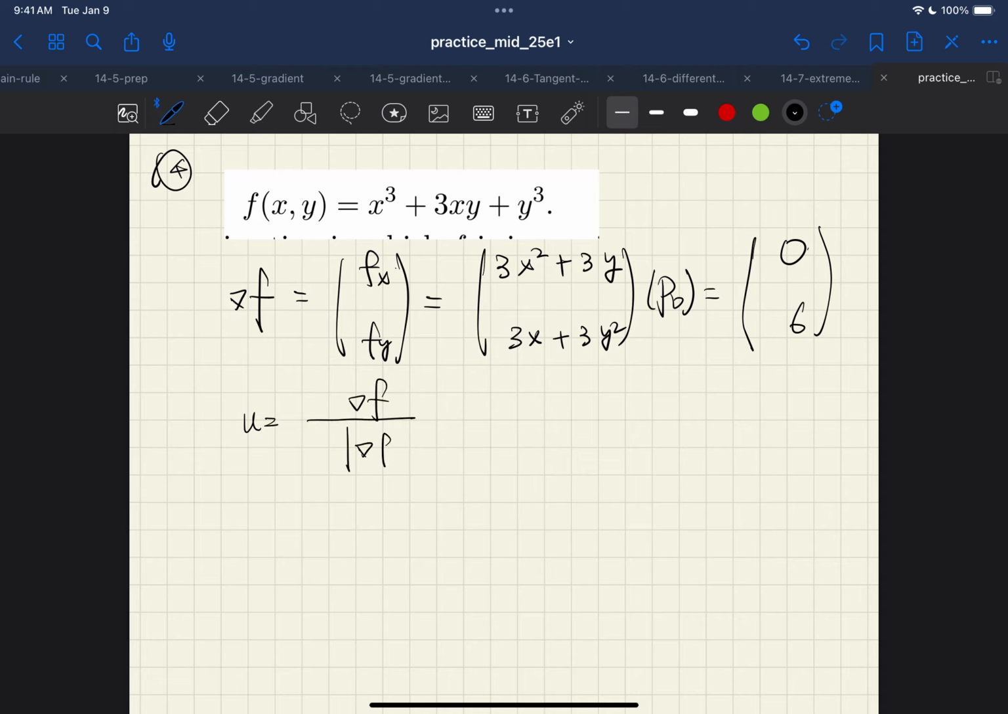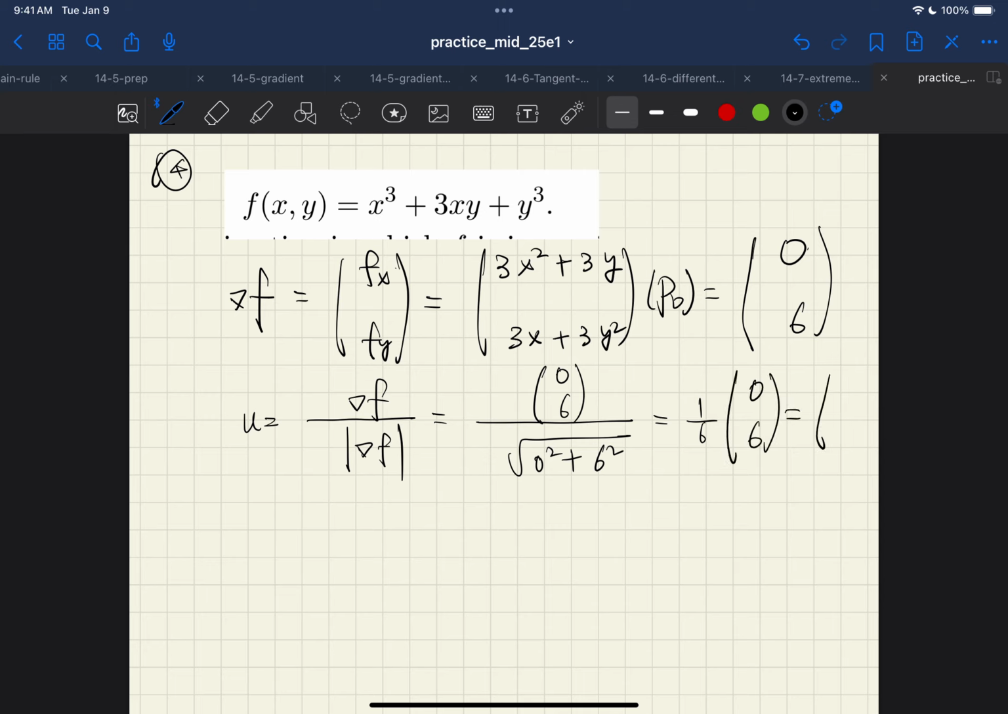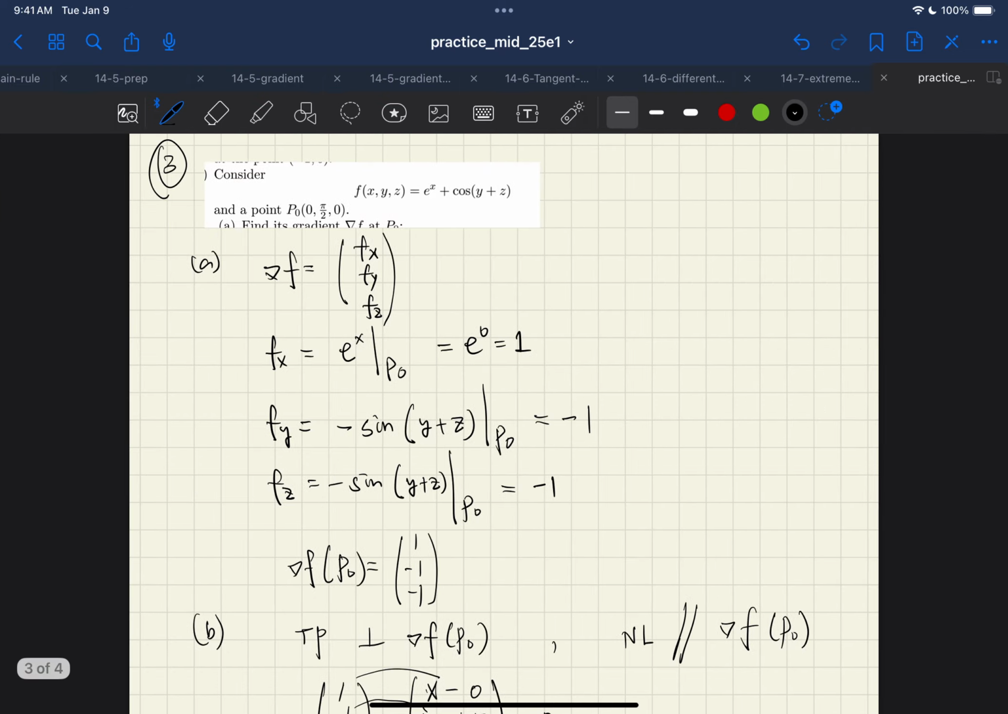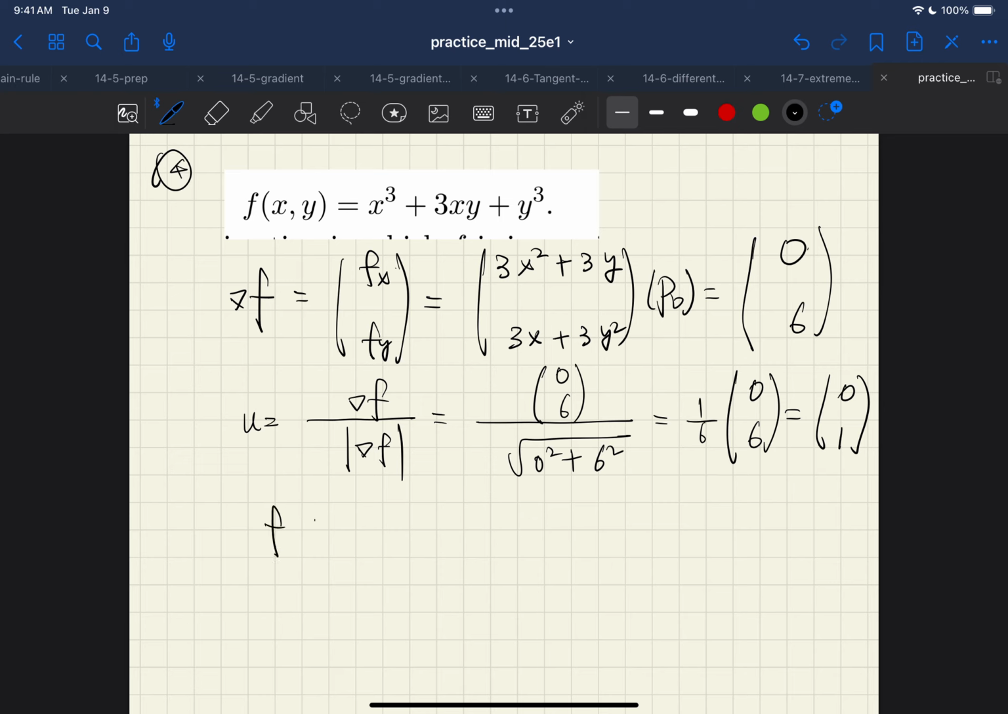Gradient f, by normalizing, means dividing by its length. This is 0, 6, and the length of gradient f is the square root of 0 squared plus 6 squared, which is 6. So 1 over 6 times 0, 6, and this is 0, 1. So this is the direction. So our answer is f is increasing most rapidly in the direction u, 0, 1.